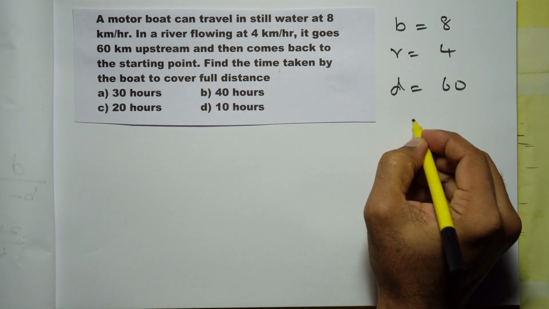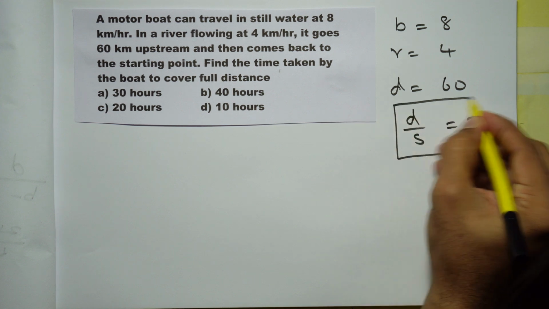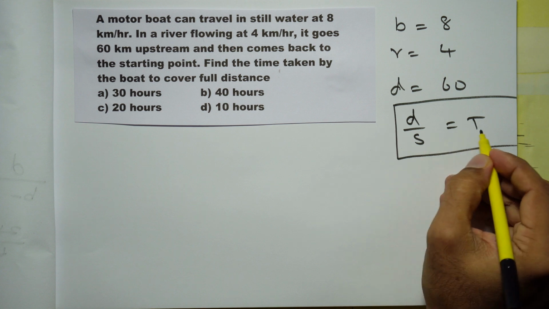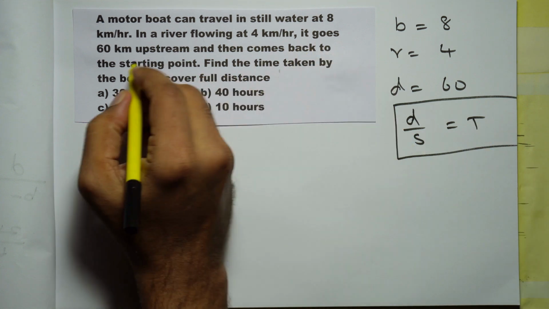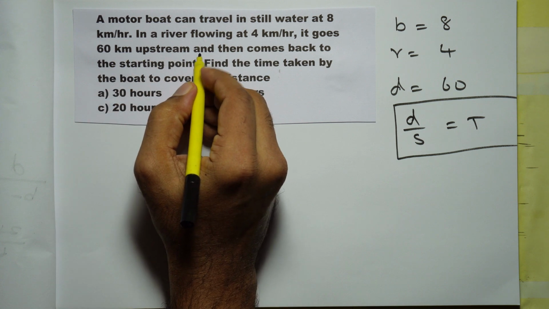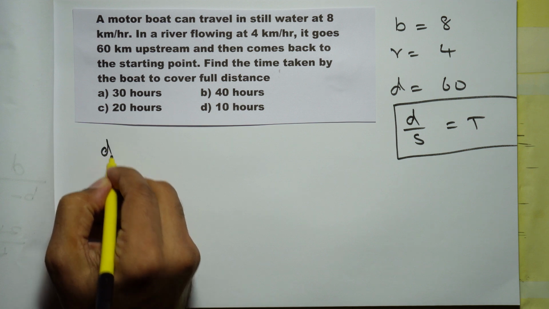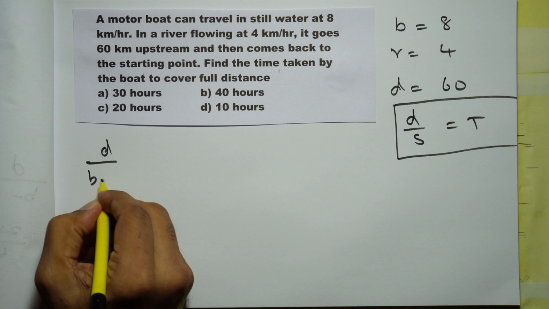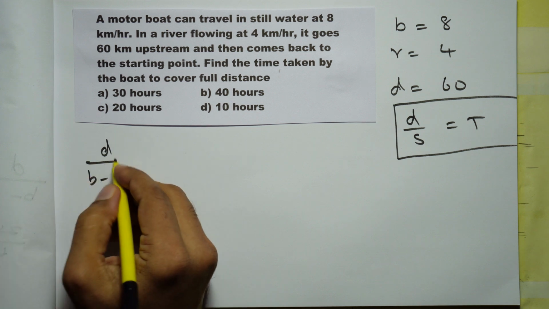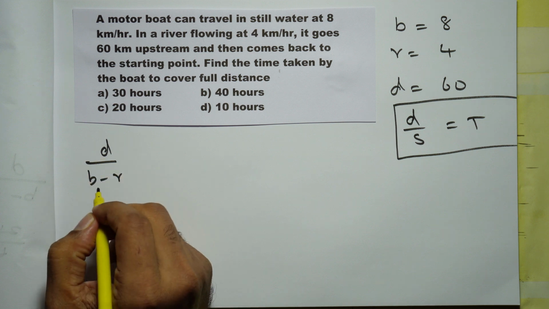So you have the basic formula, distance by speed gives you time. So let us use this formula, and first we'll calculate the time required for traveling upstream. It goes 60 kilometers upstream. Now when it goes upstream, the formula is like this. Distance by speed gives you time, and speed or effective velocity is b minus r. This is the time required for traveling upstream.